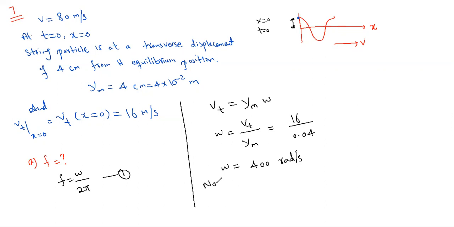Now I can easily calculate frequency. Frequency will be 400 divided by 2 pi. Again, pi is 3.14, so frequency will be 64 hertz. So this is part A.